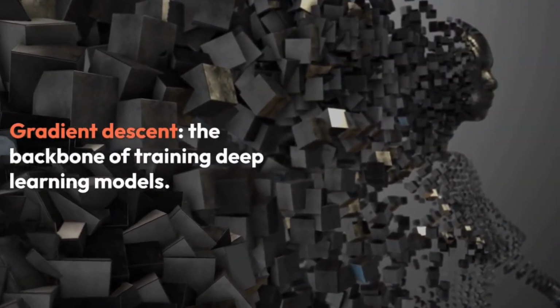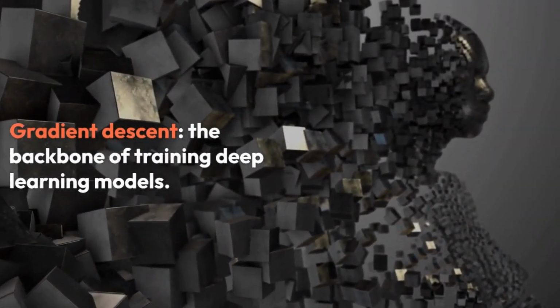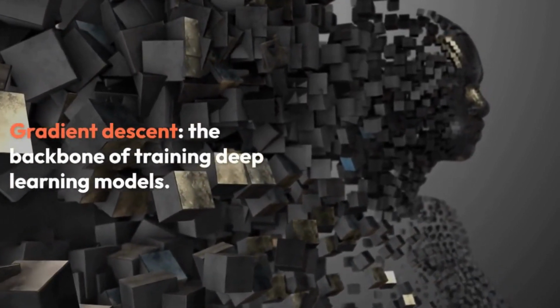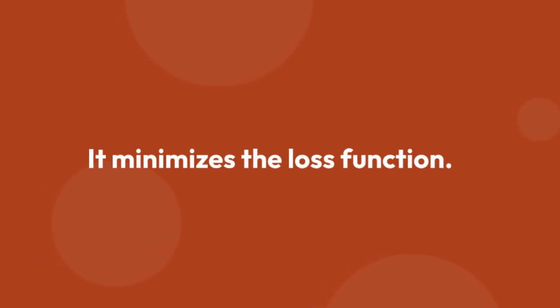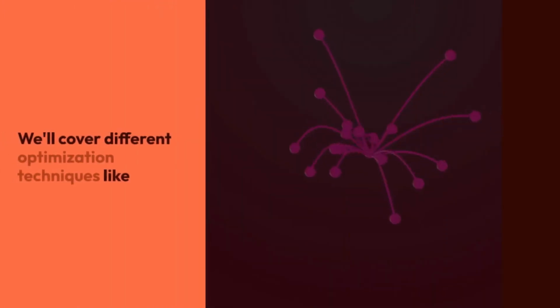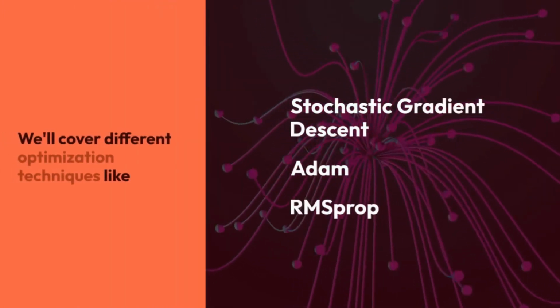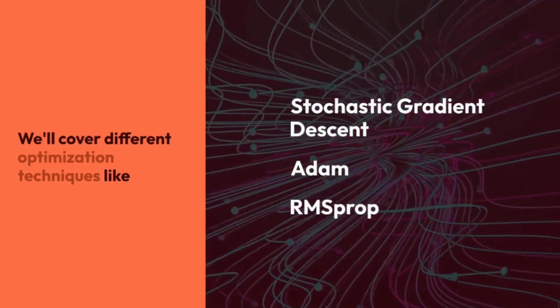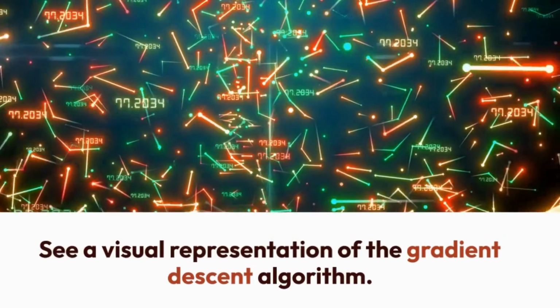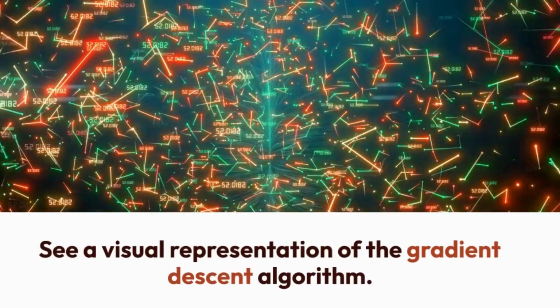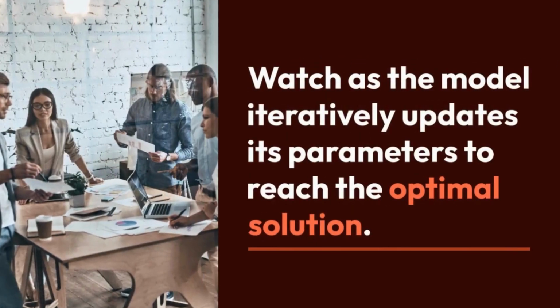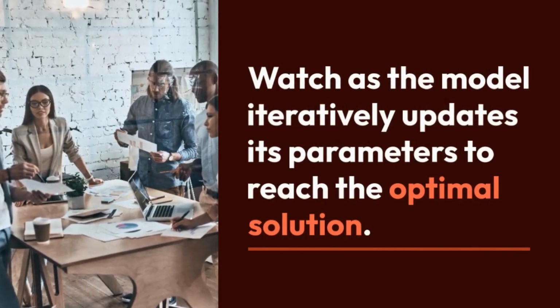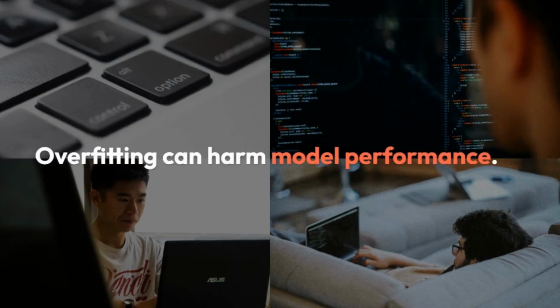One key aspect of training deep learning models is gradient descent, which allows the model to optimize its parameters. Gradient descent is an iterative optimization algorithm that minimizes the loss function of the model. There are different optimization techniques, such as stochastic gradient descent, SGD, ADAM, and RMSprop, that help speed up the convergence process. Let's visualize how the gradient descent algorithm works. At each iteration, the model adjusts its parameters in the direction that reduces the loss.